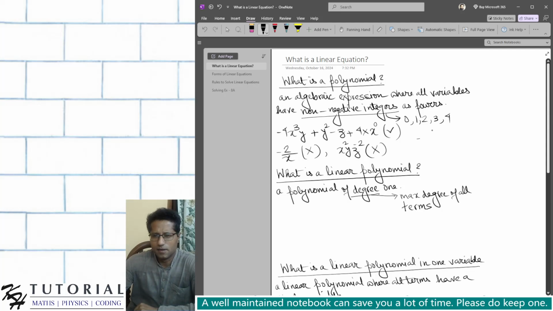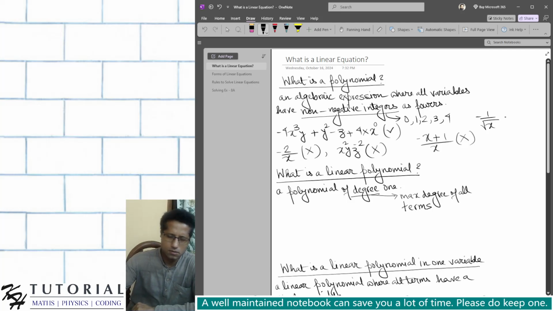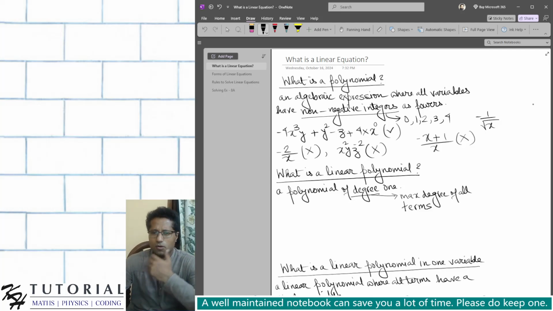Expressions like, let's say, x plus 1 by x, this is also not a polynomial. Similarly, let's say minus 1 by root x is also not a polynomial, because for root x, the power of x is half, which is also not a non-negative integer. So all these expressions, 1 by root x, or minus x plus 1 by x, these are not polynomials.